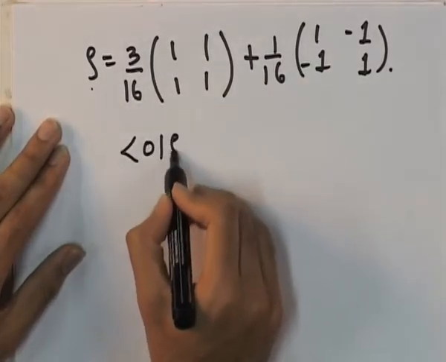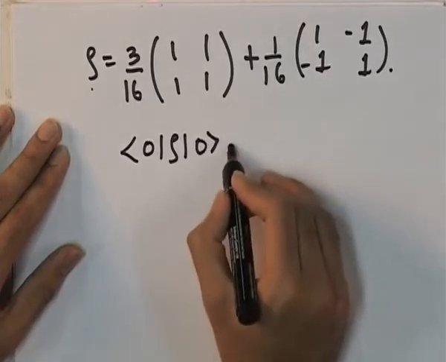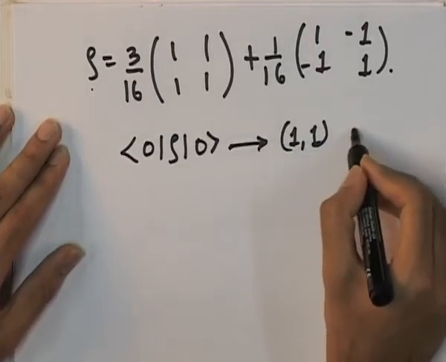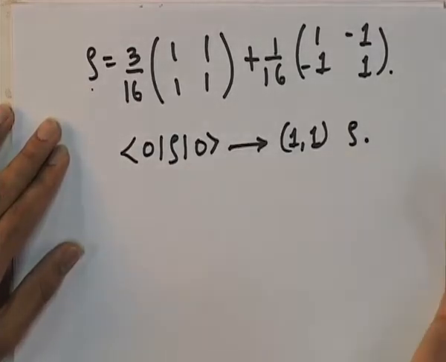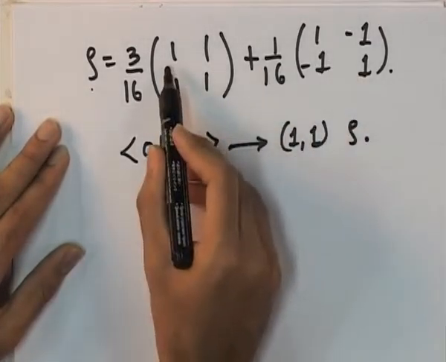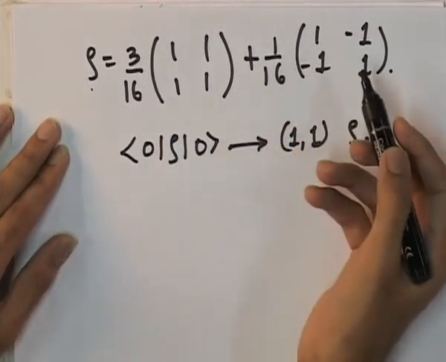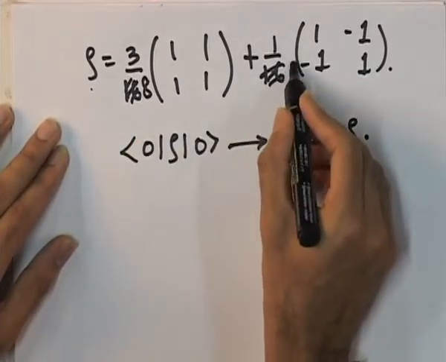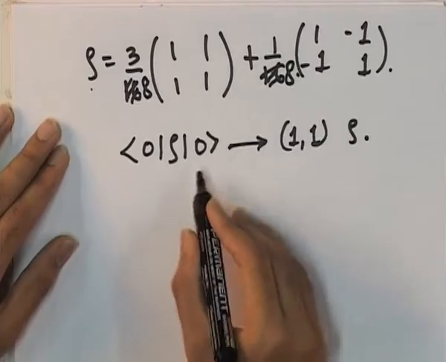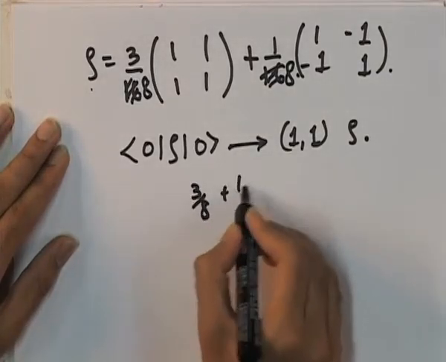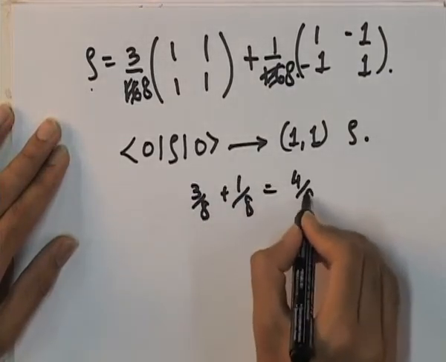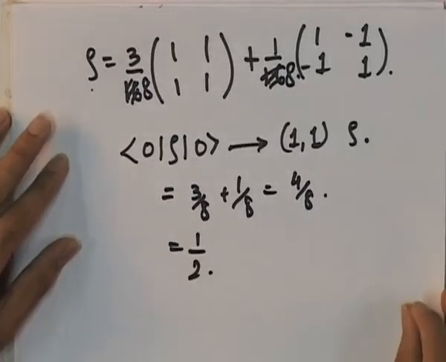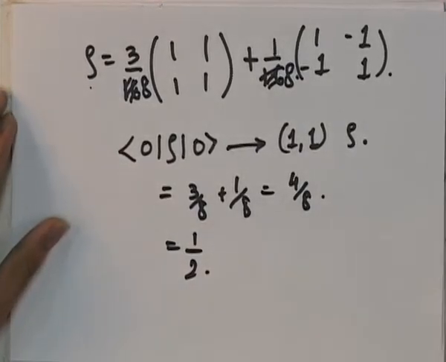That is, we want this quantity. So this is just the row 1, column 1 element of the rho matrix. So the first element of the matrix is 3 by 16 plus 1 by 16. Sorry, this has to be 8. So the first element is 3 by 8 plus 1 by 8, which is equal to 4 by 8, which is 1 by 2. So the correct answer is option B, which is 1 by 2.